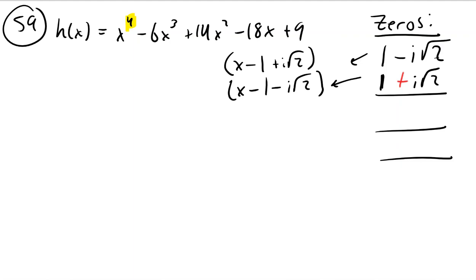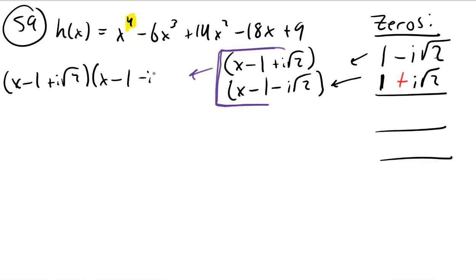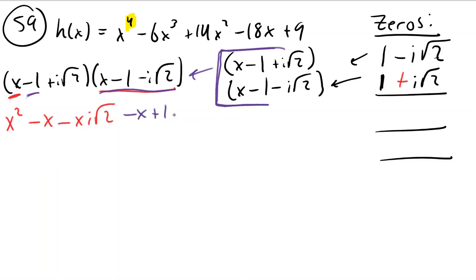So in our examples and our notes, what I suggested to you is let's divide out both of these at the same time by figuring out what these two look like if we were to multiply them together. So 3 things times 3 things is going to give us 6 things. Just be careful that you take x times all 3, negative 1 times all 3, and i square root of 2 times all 3.